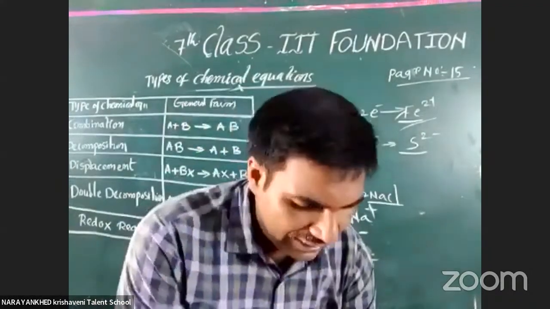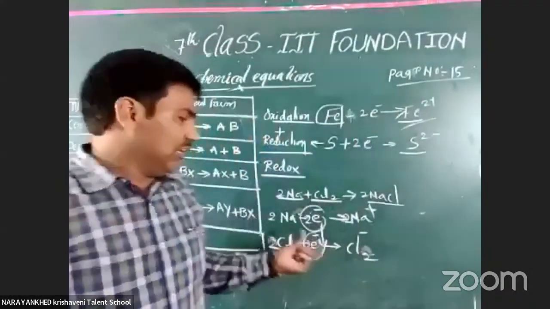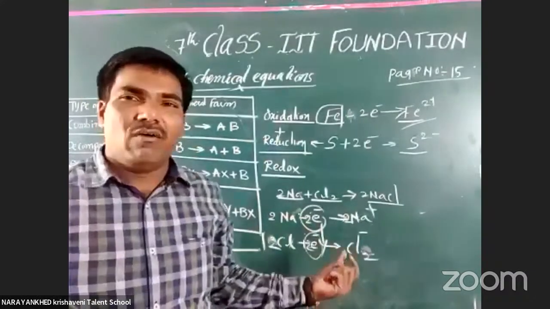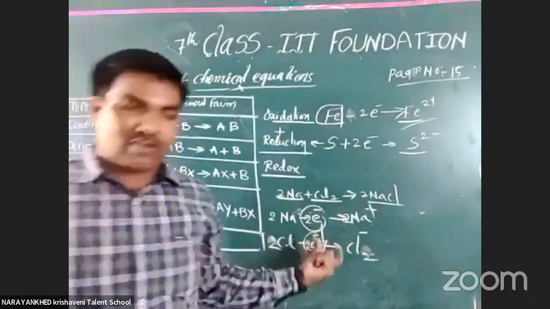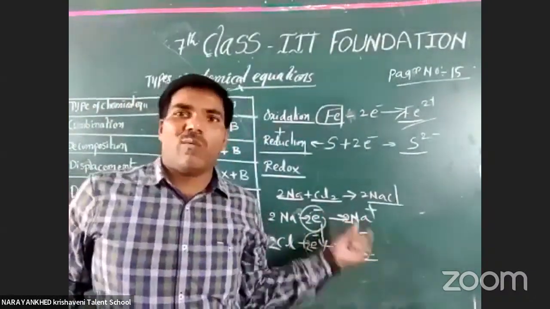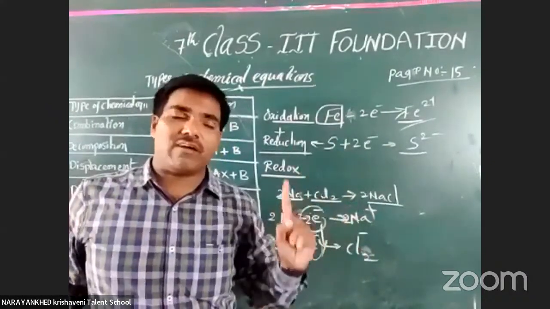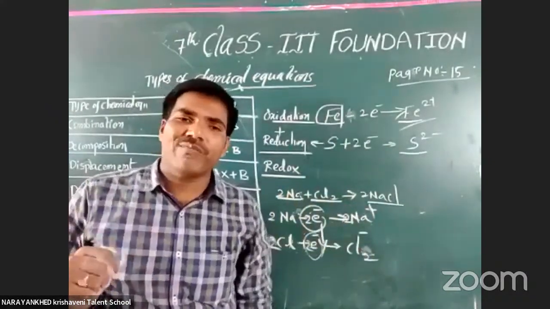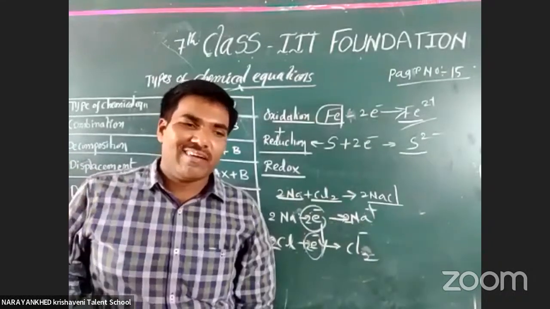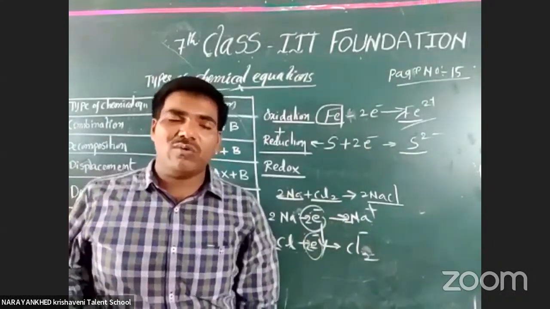Why does this occur? Why does chlorine gain only one electron? Why does sodium lose only one electron? Why is it not two? Why is it not three? You may have this doubt.